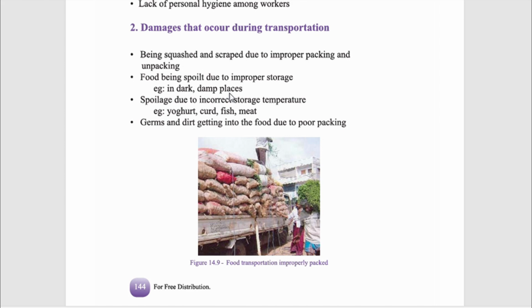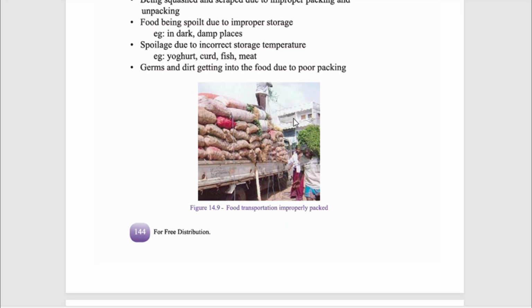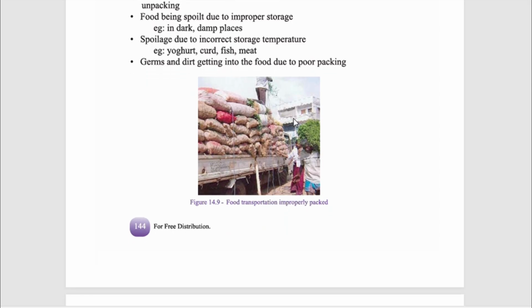Spoilage due to incorrect storage temperature. Yogurt, curd, fish, meat. This is very important. When there is a power outage, a power cut as we call it, yogurt, curd, fish, and meat can spoil easily. Germs and dirt getting into the food due to poor packing. This is very, very important.